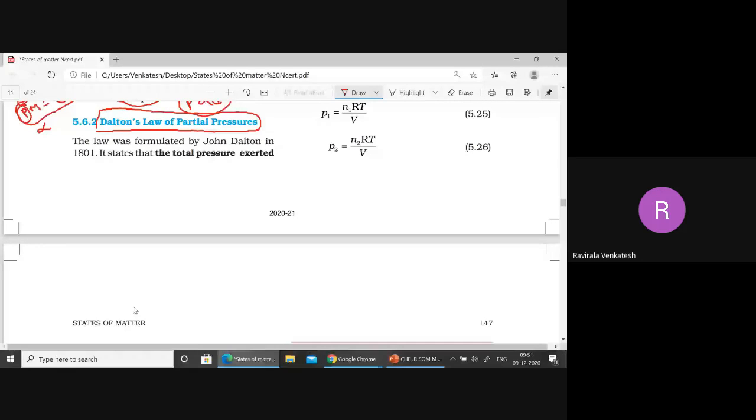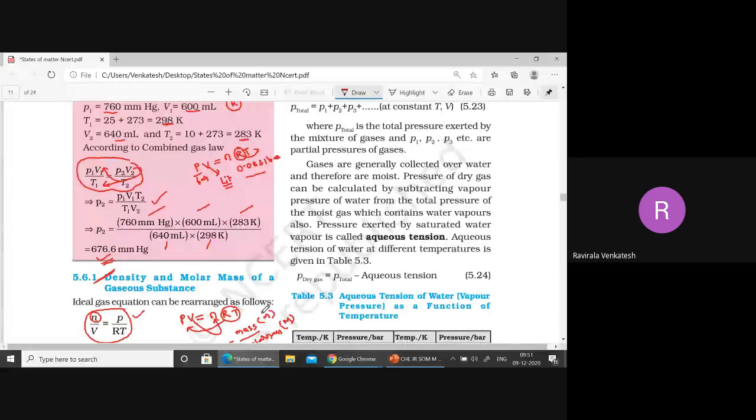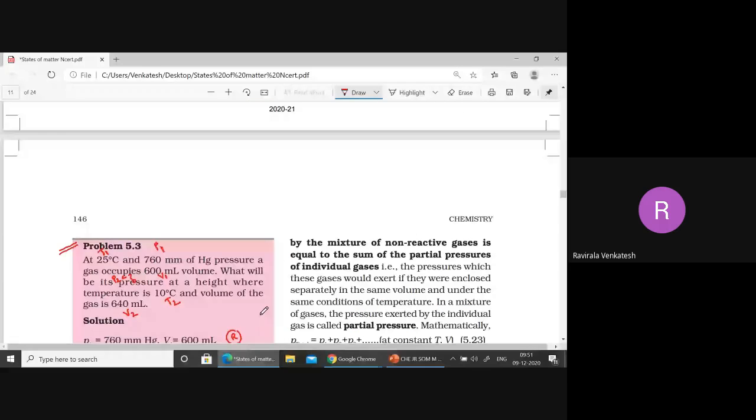Now, to explain this, I have taken 2 containers here. Here I have taken gas A, and here I have taken gas B. The pressure of gas A is called PA, and the pressure of gas B is called PB. Now I mixed these 2 gases here, A plus B.